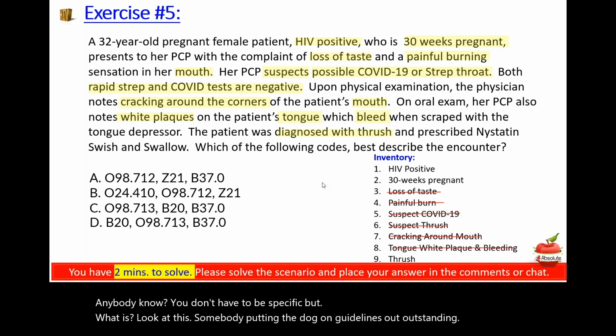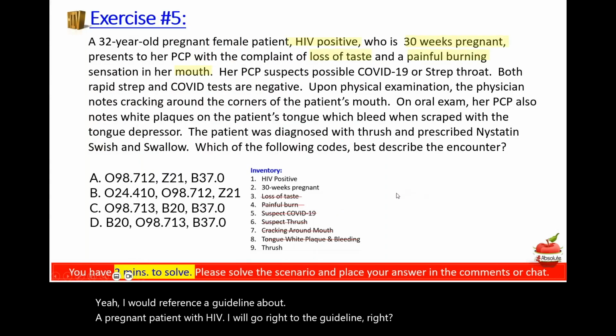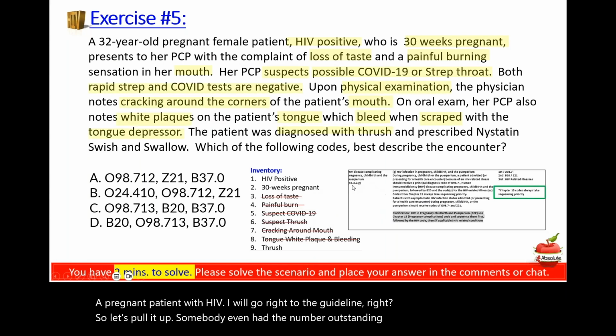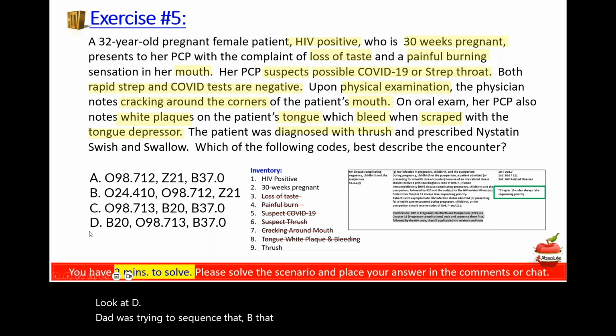Outstanding. Yeah, I would reference a guideline about a pregnant patient with HIV. I would go right to the guideline, right? So let's pull it up. Somebody even had the number. Outstanding. C.1.A.2.G. It says Chapter 15 codes always have sequencing priority. Look at D. D was trying to sequence that B20 HIV code first, so we're going to let it go.